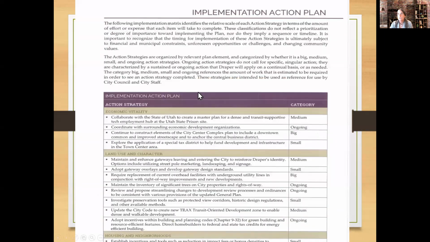This was another implementation page. I think this was from Draper. And again, they have sort of like Big Water, but here's their strategy. Here's their category of implementing it. And then they talk about how they're going to do it.